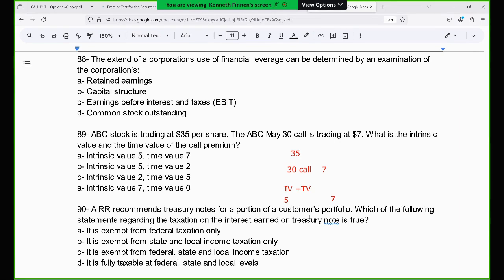5 is the intrinsic or in the money, and the premium is 7. So you paid $2 more than the value, because the value is what it's worth, and the time value is what you spend over that number. The answer is B as in boy.